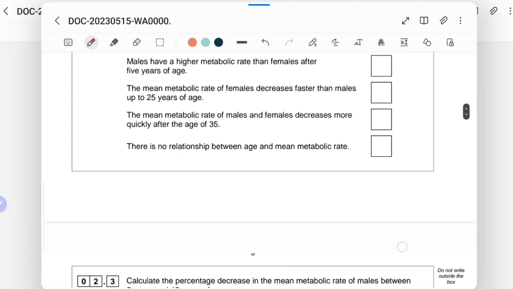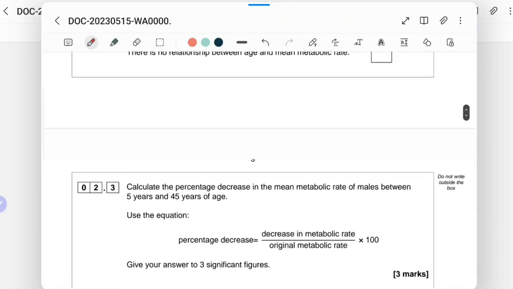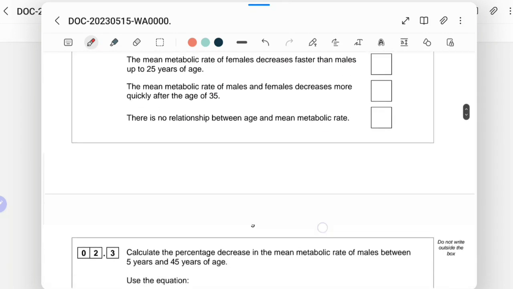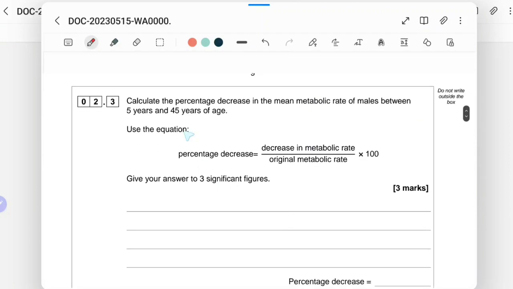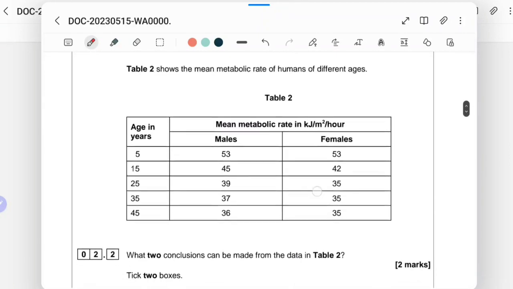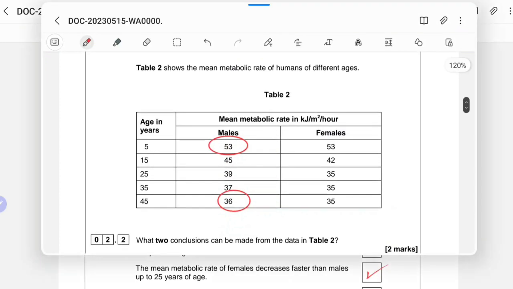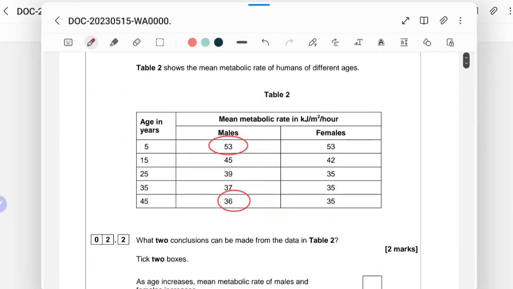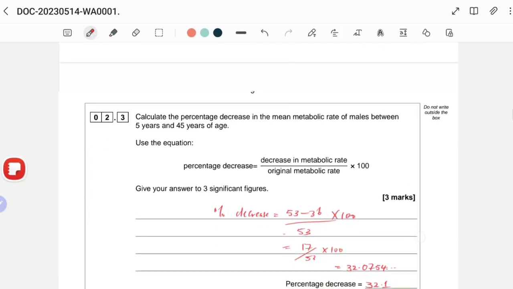Next question. Calculate the percentage decrease in the mean metabolic rate between age 5 and 45 of the male. So decrease in change. That means it's looking at these. It said between ages 5 and 45. So you are concerned with this number, these and these for the male, because that's what he said. So let's minimize that and see what is done here.